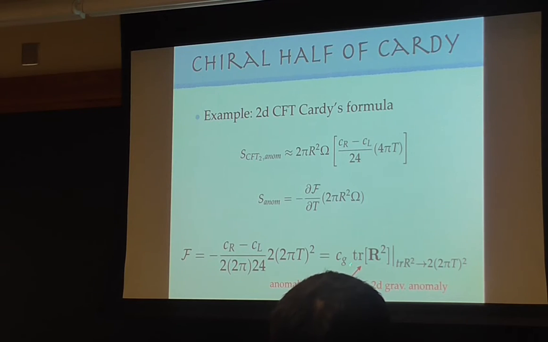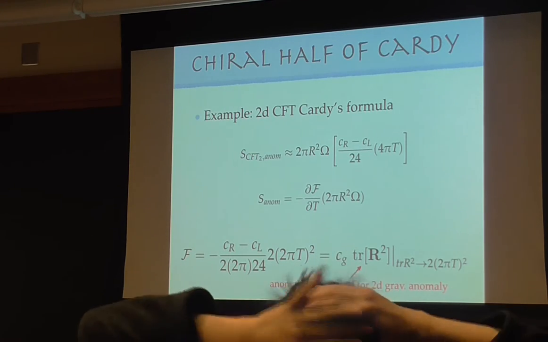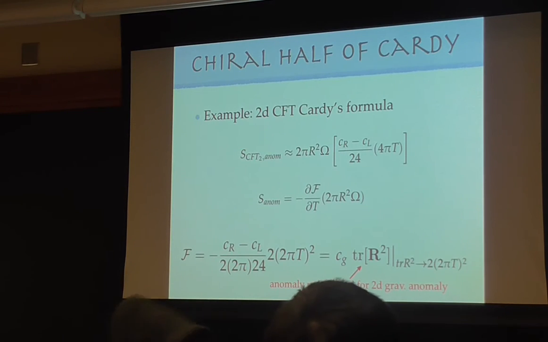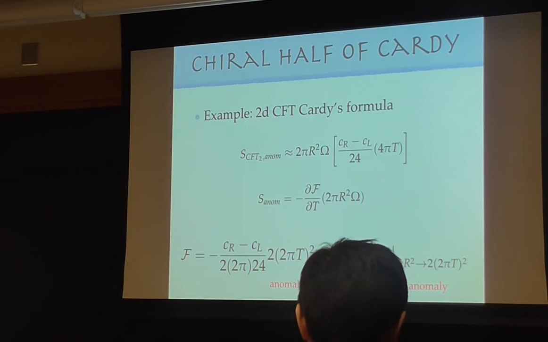That trace R squared is equal to this. We can calculate this anomaly in any given dimension, right? Yeah, but again, only if there are gravitational fields coupled to chiral fermions. You can always come down to the background coupled to chiral fermions. In 6D you can get it.